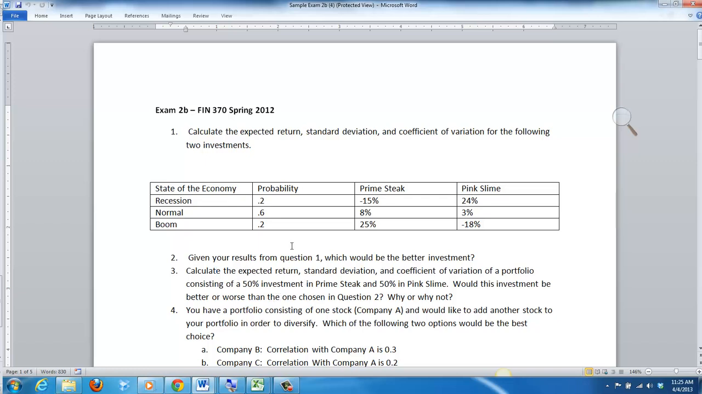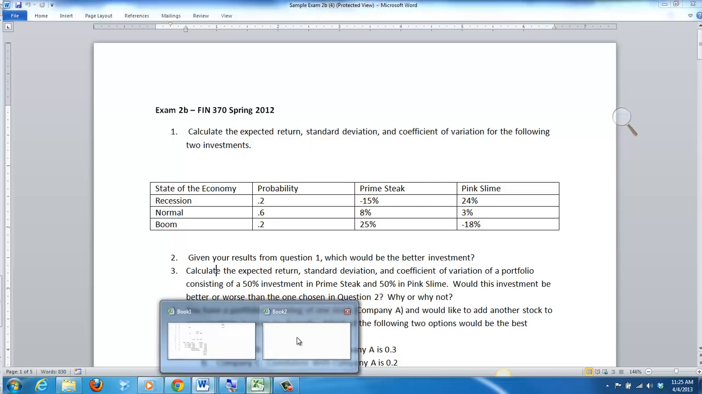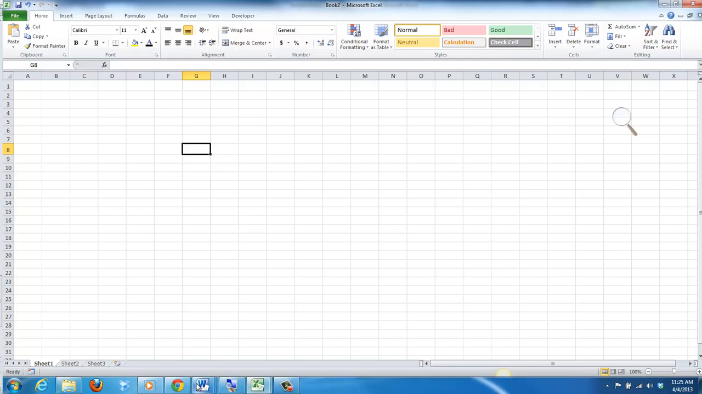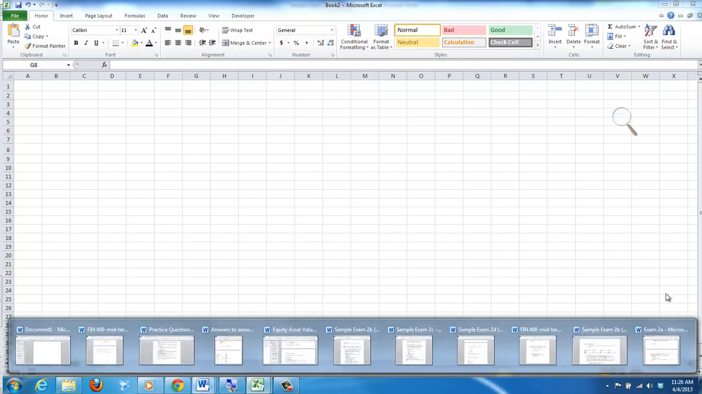Why or why not? So what I'm going to do is go through how to calculate the expected return, standard deviation, and coefficient of variation for the individual investments, and then we're going to create a portfolio which is 50% one and 50% in the other. I'm going to do this in Excel because I can't put my calculator on the screen here, but hopefully you'll be able to follow along with your calculator.